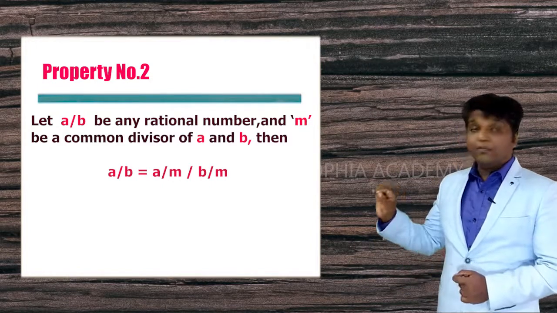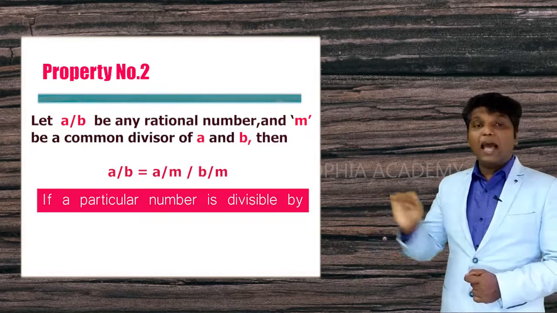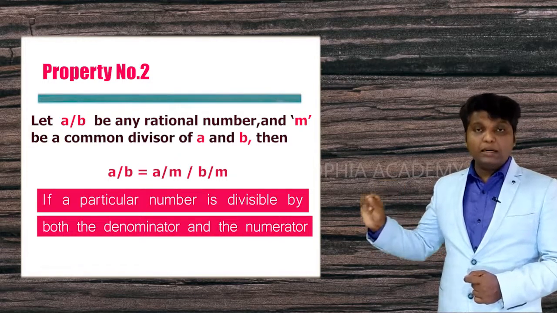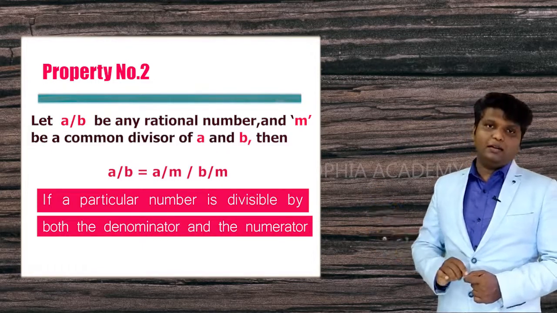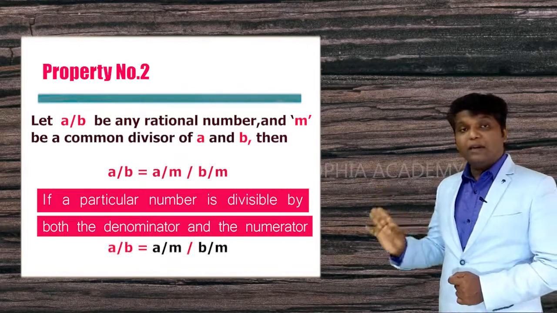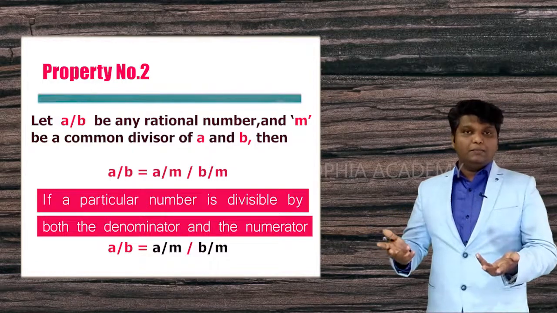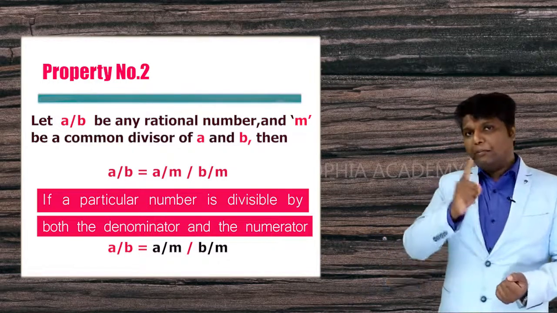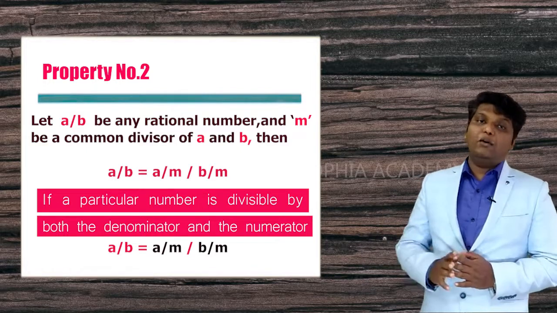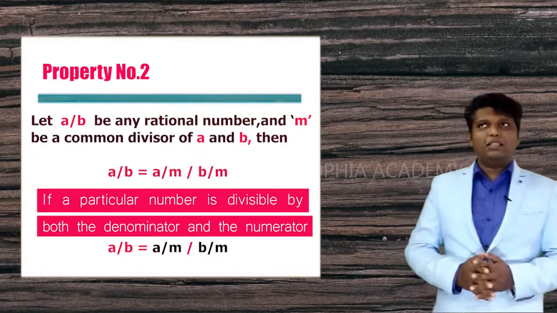That means, if a particular number is divisible by both the numerator and the denominator, then you can write a by b is equal to a divided by m divided by b divided by m. It means you can divide the numerator and the denominator by that same number. In this case also the value of the fraction doesn't change. See, in general, let me give you an example.